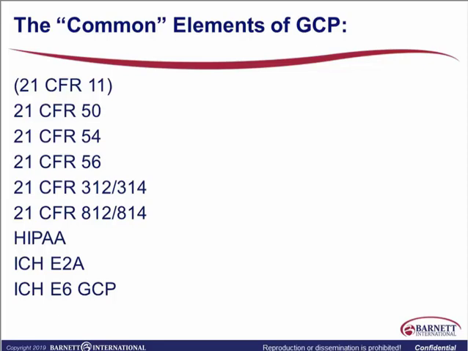21 CFR Part 50. This is human subject protection through the document and process of obtaining informed consent and assent. 21 CFR 54, financial disclosure. So this is how we gather information for potential conflict of interest or bias. It's one quantifiable way to assess that potential for conflict of interest. Keep in mind that it's certainly not the only thing that we need to be aware of.